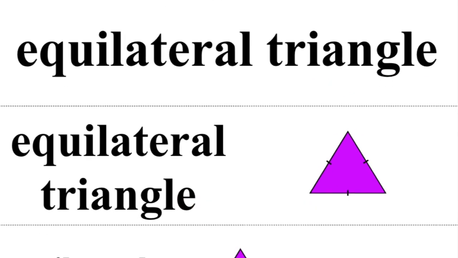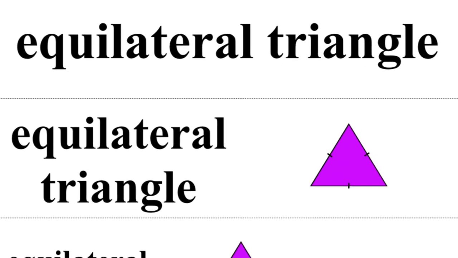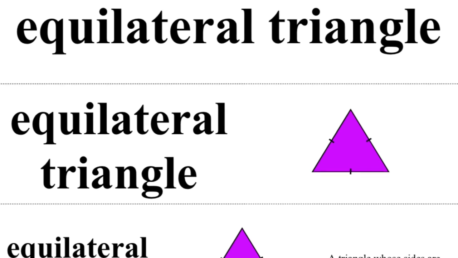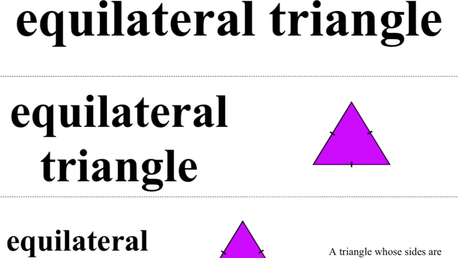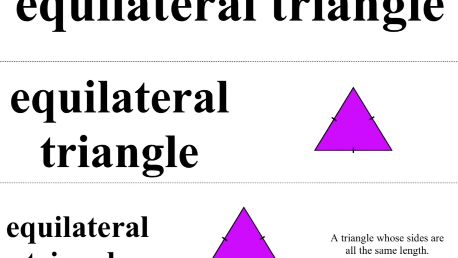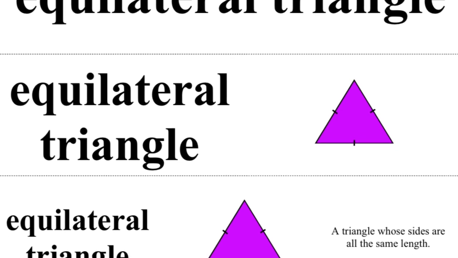An equilateral triangle is a triangle where all 3 sides are exactly the same. That also means that all 3 angles are exactly the same. And in the case of an equilateral triangle, all 3 angles will be 60 degrees.